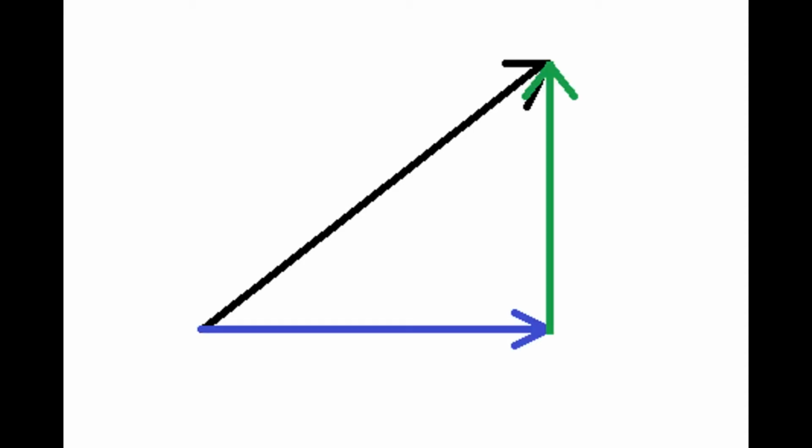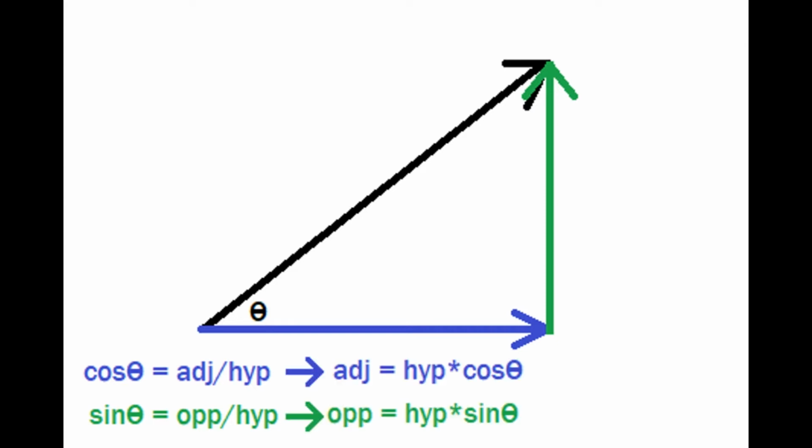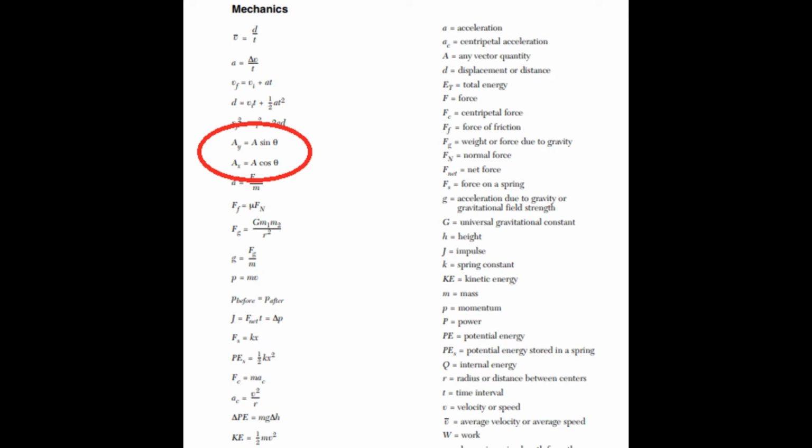Okay, forget the drone for just a second. Any vector can be broken down into a right triangle using sine and cosine. Looking at this one here, we can use cosine equals adjacent over hypotenuse and sine equals opposite over hypotenuse to solve for both the adjacent and the opposite side. If we call this vector A, then we get Ax equals A cosine theta and Ay equals A sine theta, which are on the Regents reference tables, but not the AP reference tables.